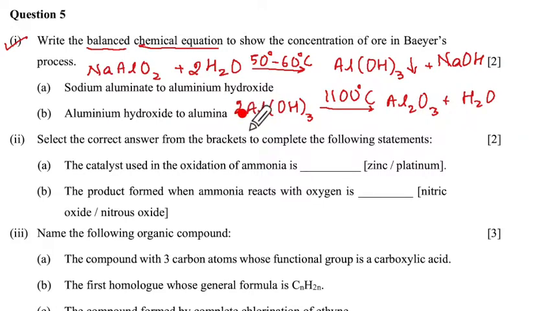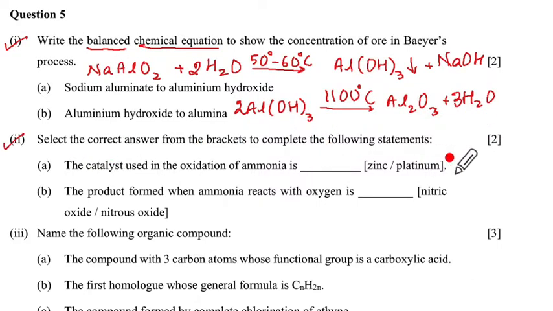Balanced reaction will be 2Al(OH)3 because we already have Al2. So aluminium is 2 atoms. So here 2 atoms, and we have 3 OHs. So 3 OHs will give us 3H2O, and that is our balanced reaction.